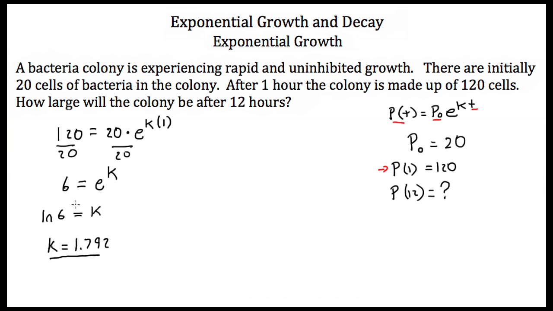So I found my k value for this bacteria colony, and I can use that to find my population at time 12. I just plug all this stuff back into this equation. I'm looking for P of 12, or the population at time 12. This is equal to our initial population, which is 20, times e to our k value, which we just found, 1.792, times our time, well, we're looking for the population at time 12, so times 12. If you multiply 1.792 times 12, you'll get approximately 21.5. Now this is the exponent of e and still multiplied by 20.